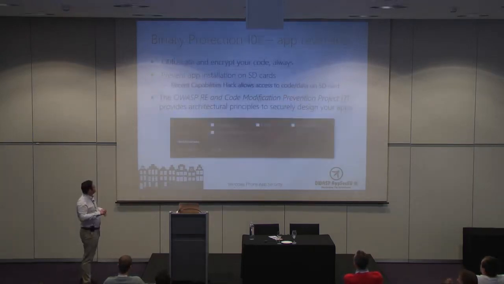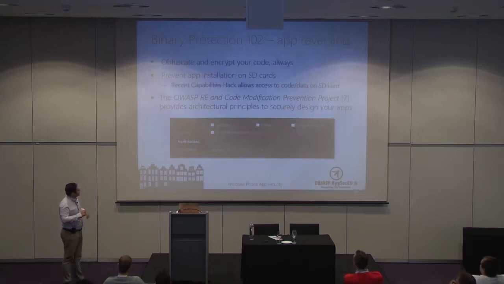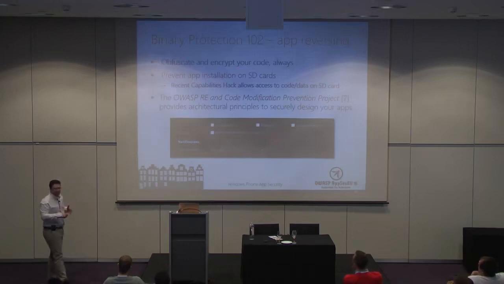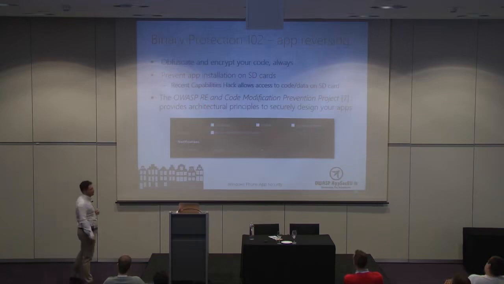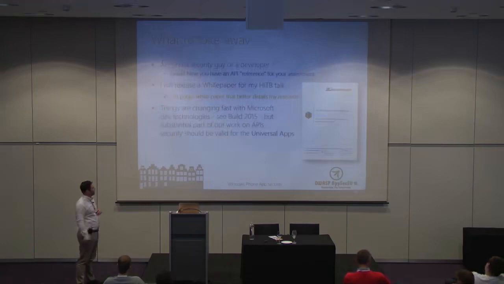Okay, so, final consideration. There is a nice option that allows the developer to prevent installation to the SD card. That's because there is a bug in the implementation, and I'll show some exploitation techniques concerning this vulnerability at the Black Hat Mobile Summit in June. So I can share my secret for now. And as a final note, I suggest having a look at the reverse engineering and code modification prevention project, which is an amazing resource for a series of architectural principles in order to securely design our application.